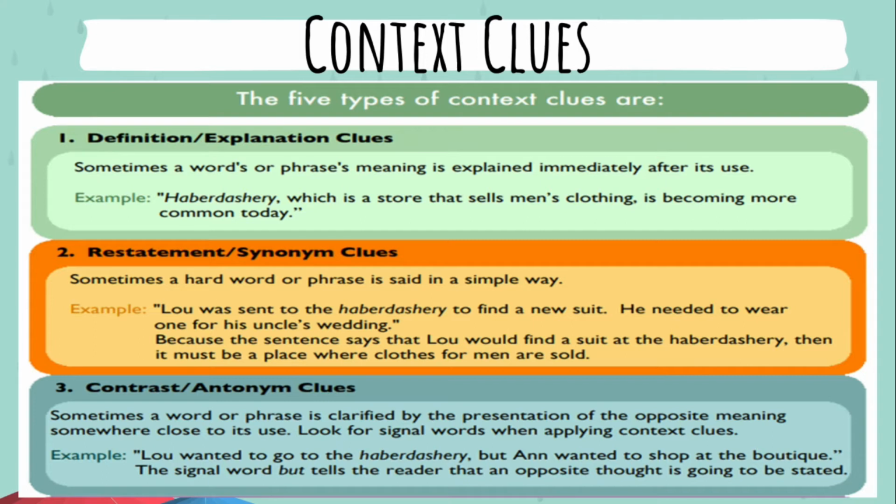Number 3, contrast or antonym clues. Sometimes a word or phrase is clarified by the presentation of the opposite meaning, somewhere close to its use. Look for signal words when applying context clues. For example, Lou wanted to go to the haberdashery, but Anne wanted to shop at the boutique. The signal word but tells the reader that an opposite thought is going to be stated. Therefore, the opposite of haberdashery is boutique, which is a store that sells women's clothing.